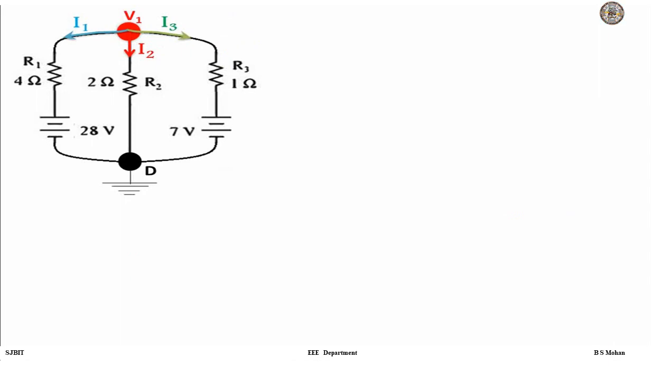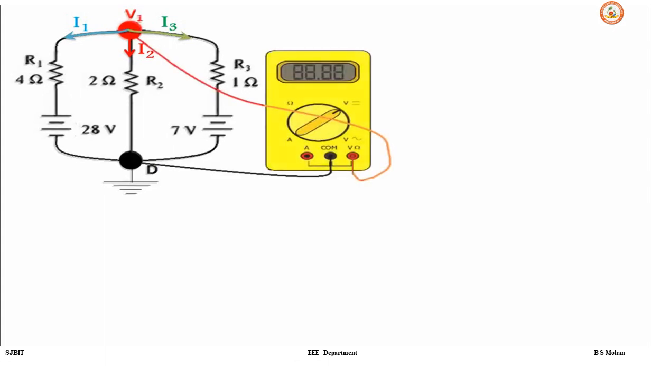So point D is negative or grounded, and we have only one unknown, that is V1 at the top. We always assume currents are leaving from positive and traveling through the branches and hitting the ground potential, in this case at point D. What exactly is V1? V1 is what we get when we connect a multimeter such that the positive is connected at the top and the negative is connected to the ground, as indicated at point D. What does that voltmeter read? It reads V1, right?